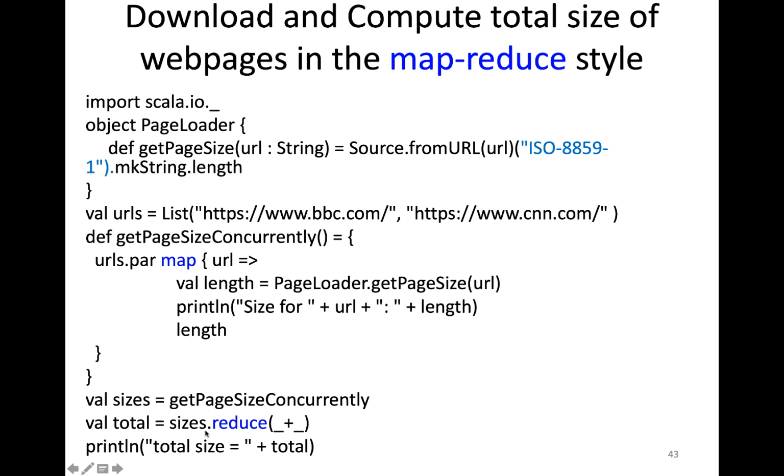And as we just discussed, this map operation is happening in parallel, not the reduce operation, and that is okay, because the operation inside the map is the most expensive operation. Downloading a web page is the most expensive operation in this example, and downloading these two web pages in parallel saves a lot of time.